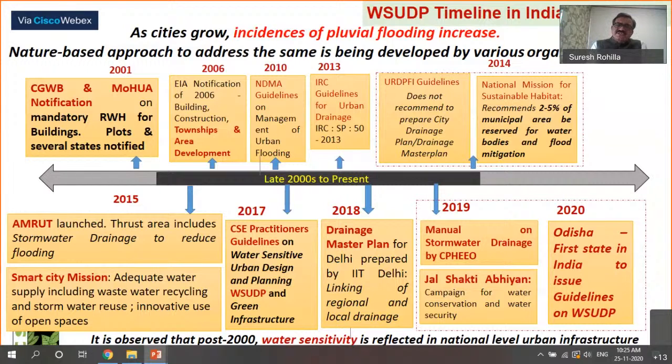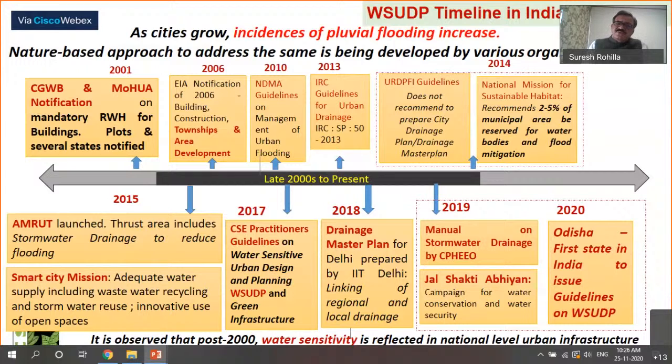And there is also a thing in 2006, as a reactive measure, the EIA notification for township and area development, which was pushing that areas which do not have municipal water supply or which have shortage of water resources should develop some measures so that they could be water sensitive. On the other side, water was also seen as a threat to life and property, and NDMA issued management guidelines for urban flooding. There were guidelines for urban drainage. There was a National Mission for Sustainable Habitat where I was involved with the CPHEEO, and there was a recommendation saying that 2 to 5% of the municipal area be reserved for water bodies and flood mitigation. These were interesting things which have happened in the last decade or so.